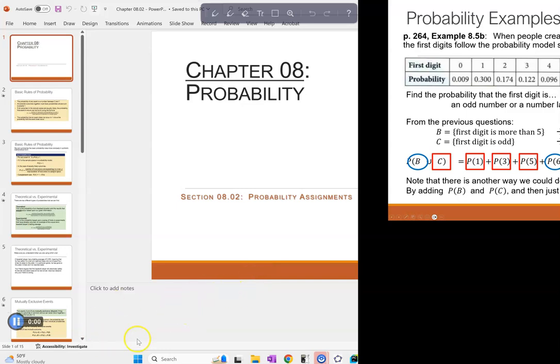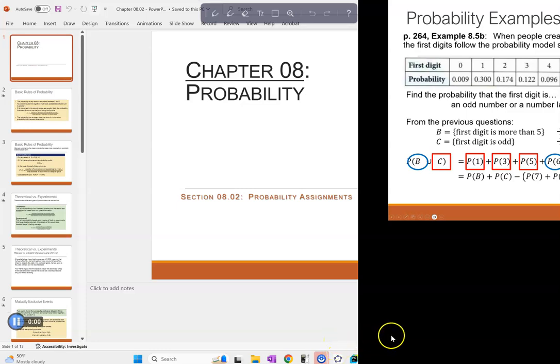So the other way that you could approach this problem, rather than going and adding these things up individually, you could have taken the probability of B plus the probability of C and then had to subtract off these ones that we counted twice, right? So the probability of B counts 6, 7, 8, and 9. The probability of C counted 1, 3, 5, 7, and 9. We've counted 7 and 9 twice. So we could use the probability of B plus the probability of C, but we'd have to subtract off those two probabilities we would have counted twice.